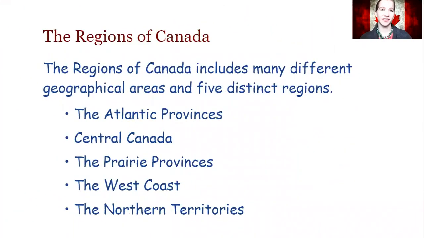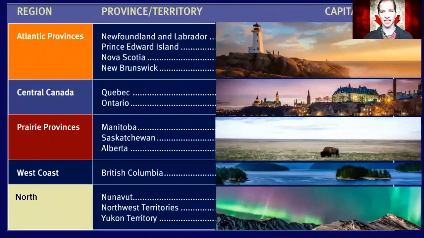The regions of Canada. The regions of Canada include many different geographical areas and 5 distinct regions. How many regions are in Canada? 5. And what are the names? The Atlantic provinces, Central Canada, the Prairie provinces, the West Coast, the Northern Territories. Here we go.